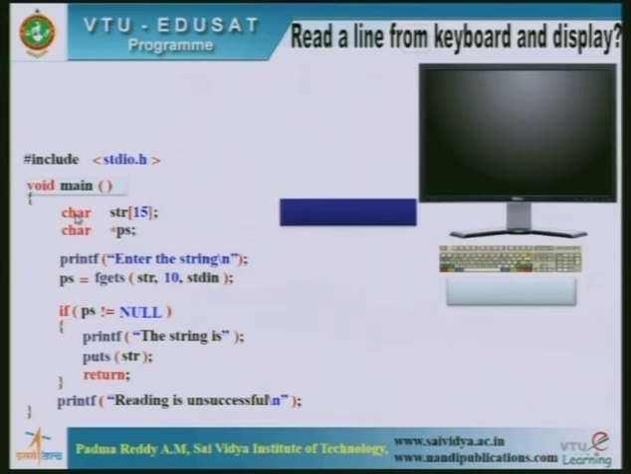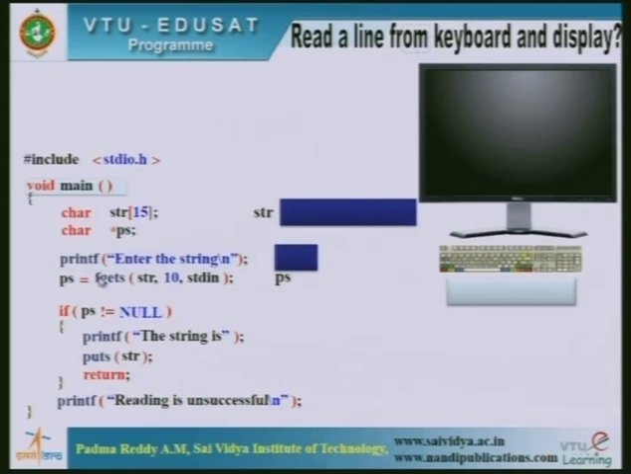Now let us execute the program once again. Execution always starts from the function main. Now the moment control comes here, 15 bytes of memory will be allocated for the variable str. PS is a pointer, so 2 bytes will be allocated for the variable PS. Now PS is a pointer, it should contain a valid address. Now tell me, will it contain a valid address? No. In that case we say PS is a dangling pointer.